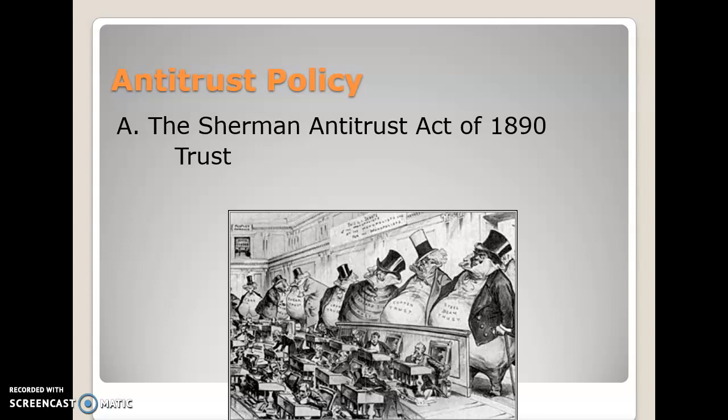Well, to counteract the power of a trust, Congress enacted the Sherman Antitrust Act in 1890. This is what the Sherman Antitrust Act did. Basically, the act made trusts and monopolies illegal, which, by the way, was the first act to do so. Penalties for violating the act included things like fines and imprisonments.